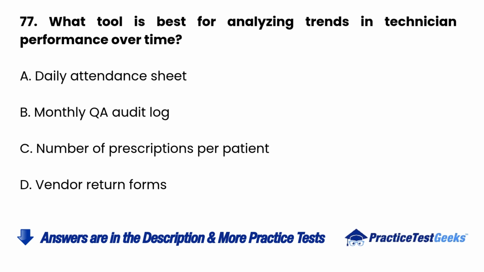77. What tool is best for analyzing trends in technician performance over time? A. Daily attendance sheet. B. Monthly QA audit log. C. Number of prescriptions per patient. D. Vendor return forms.